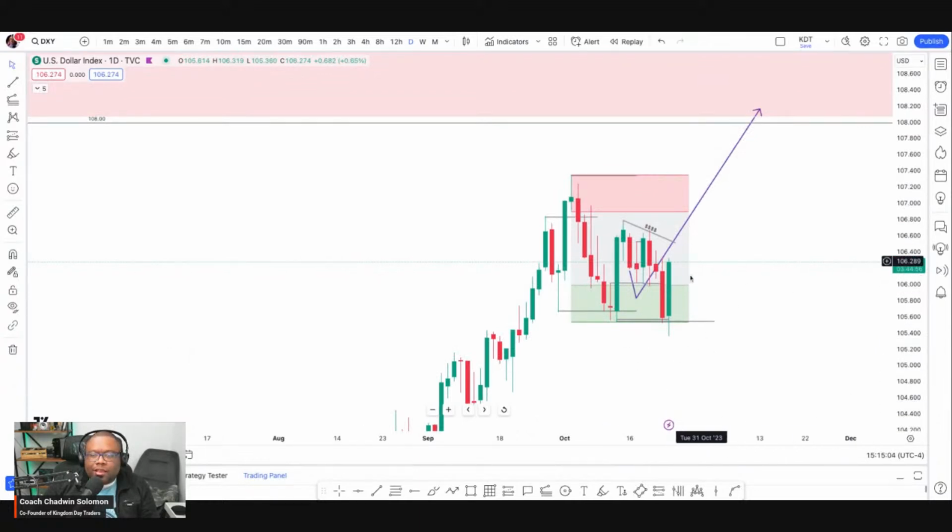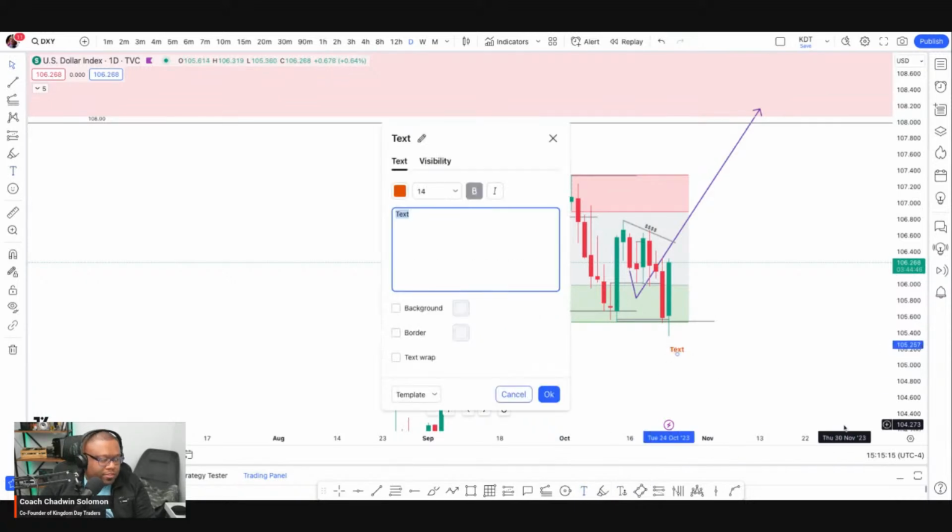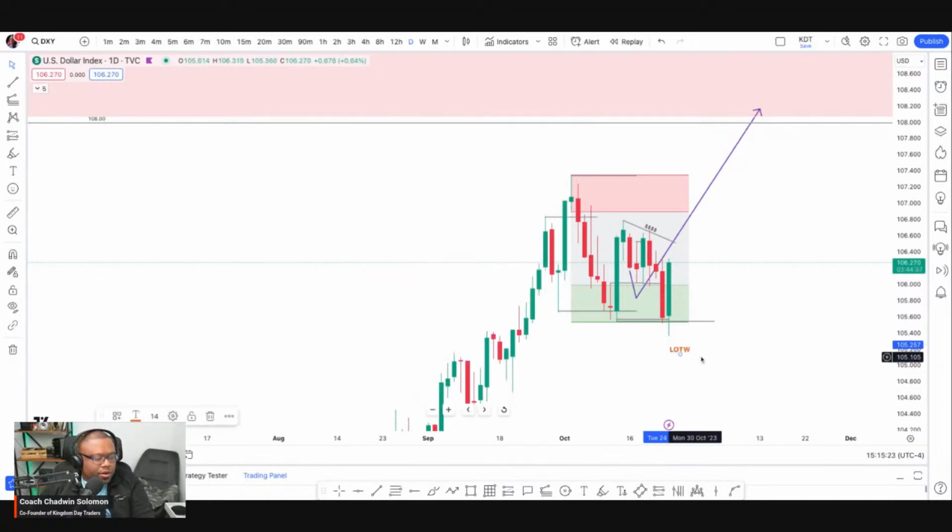Now, in an ideal situation, today would have printed the low of the week. Hopefully this is. We'll see what happens tomorrow. At the moment, I'm thinking that's going to be the low of the week.